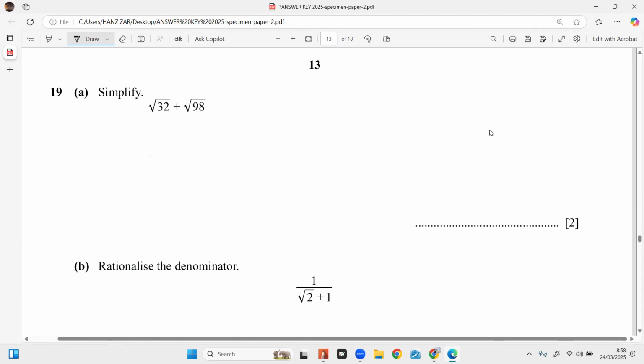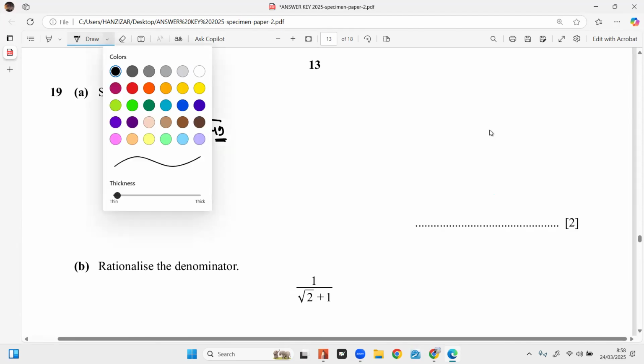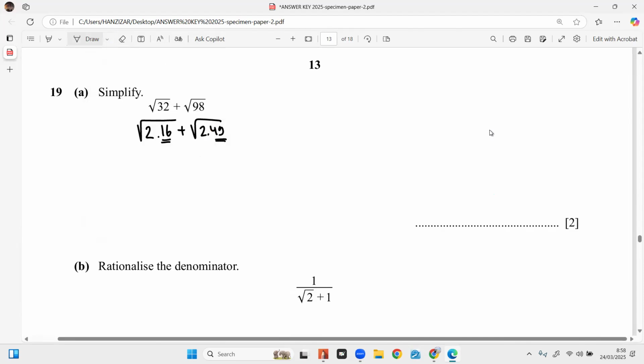32, I make it so slow. 2 times 16. I don't want to do 2 power 5. Why? Because 5 cannot get out from the square root. 98 is also 2 times 49. This is the trick. As long as you get the whole number, the square number, keep. Then you put the square number out of the square root.